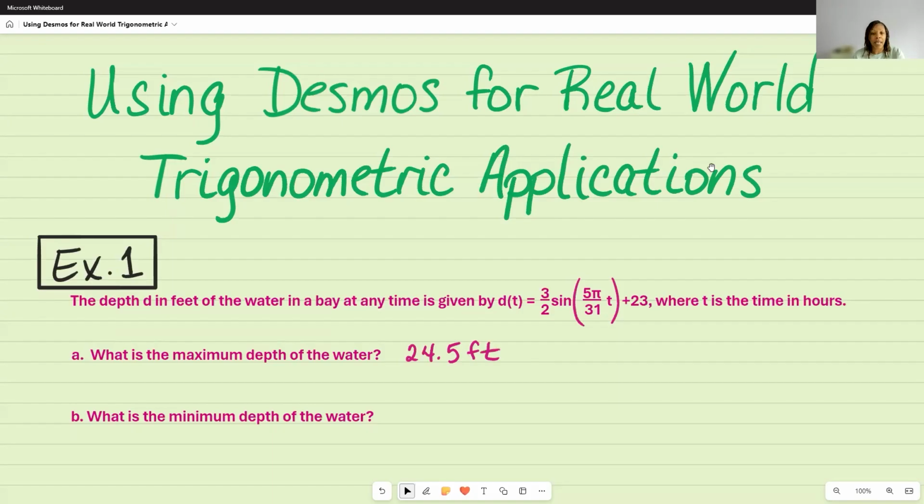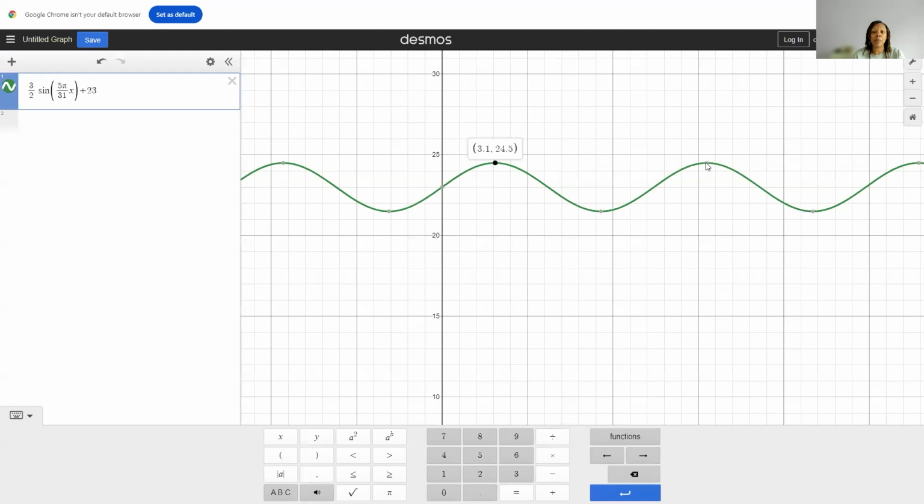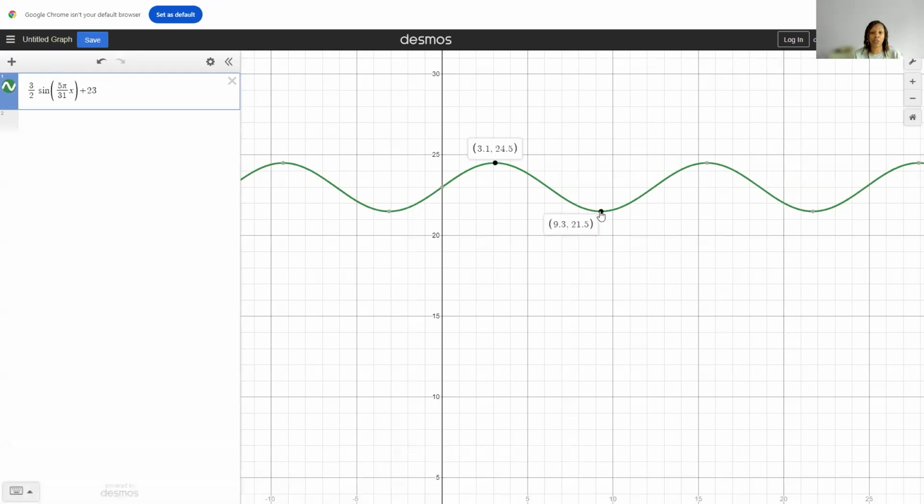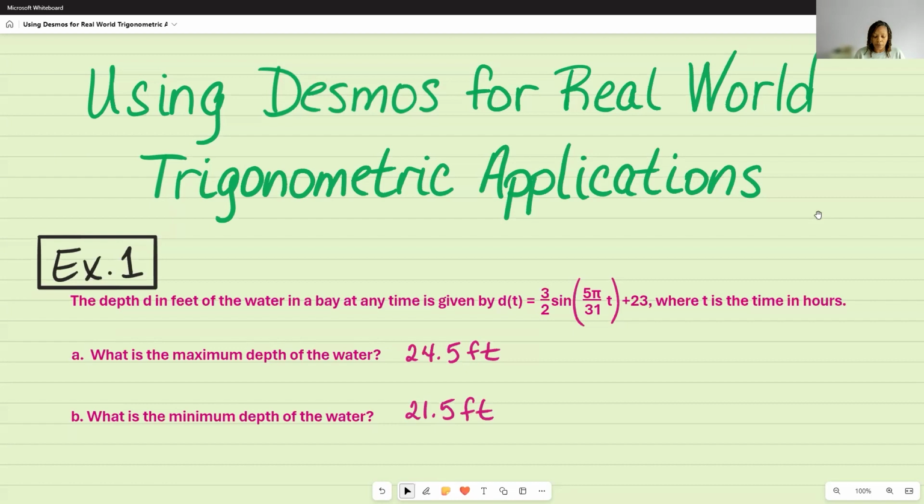And now I want to go back and figure out what my minimum is. Well, my minimum, if I click on the bottom, which is the lowest portion, that's what minimum means. And again, it doesn't matter which X value I go to, I'm going to see that my Y value still shows as a minimum of 21.5. So now I want to go on to example 2.